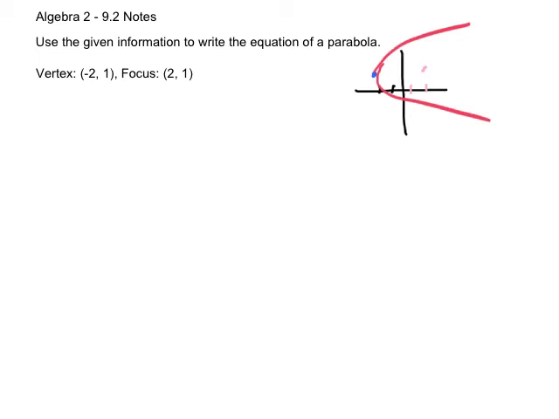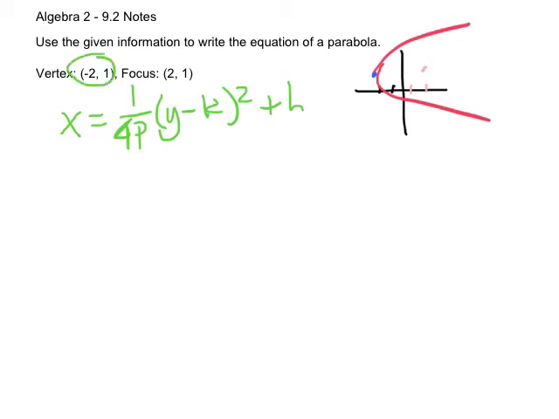So looking back at your notes, we're going to have something that looks like x equals 1 over 4p times y minus k squared plus h. And hk is that center. Well, that's the vertex right there. Okay, h is negative 2, k is 1.